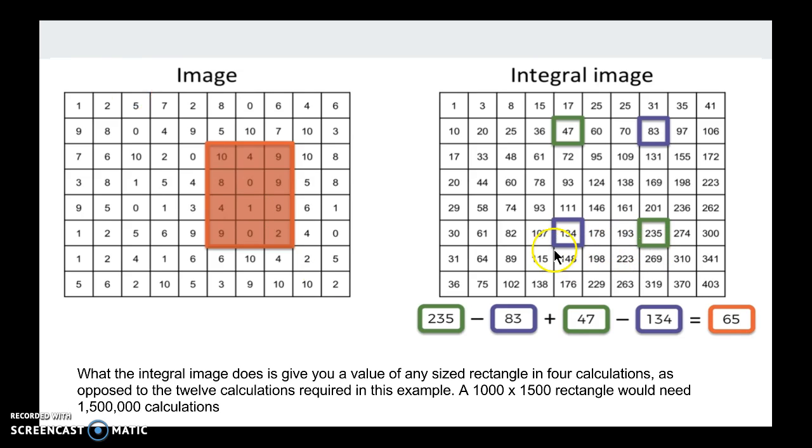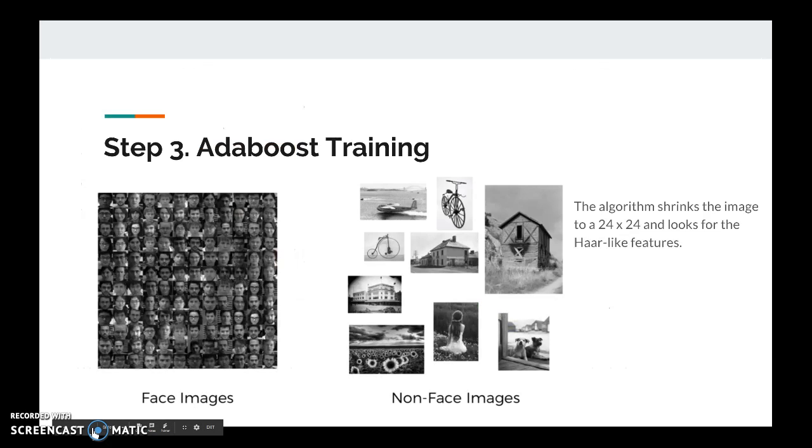But the great thing about it is no matter how big a rectangle is, you'll only ever need 4 calculations to get the actual value of the rectangle. So this 65 is this sum here. You don't need 12 anymore, you only need 4, you don't need 1.5 million, you only need 4. And that makes things much more efficient.